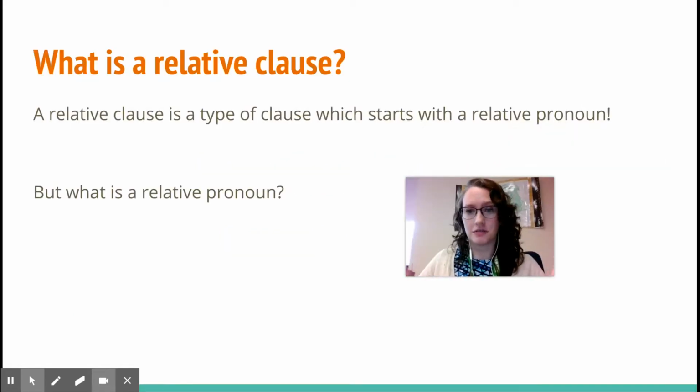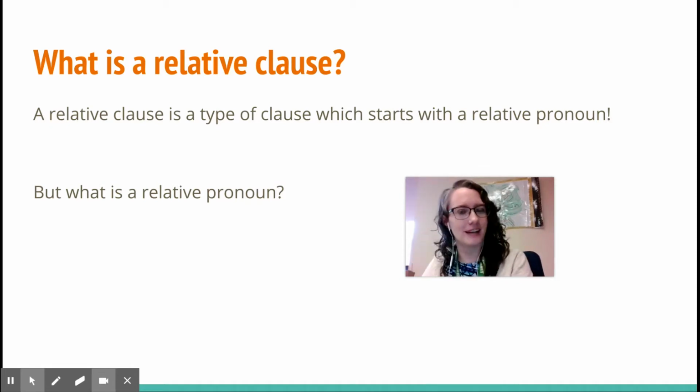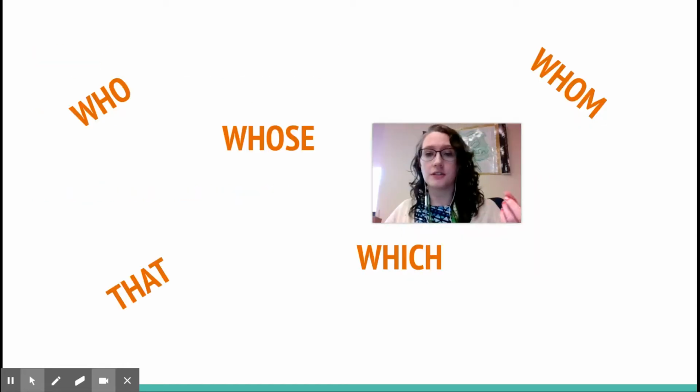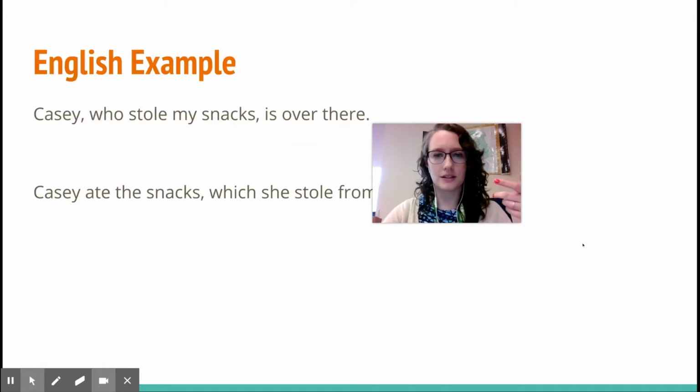My definition of a relative clause is just any type of clause that starts with a relative pronoun. But that leads to another question. What is a relative pronoun? Because unless you know what a relative pronoun is, how would you be able to recognize a relative clause? The relative pronouns are that, who, whose, which, and whom. So let's see what they look like in English.